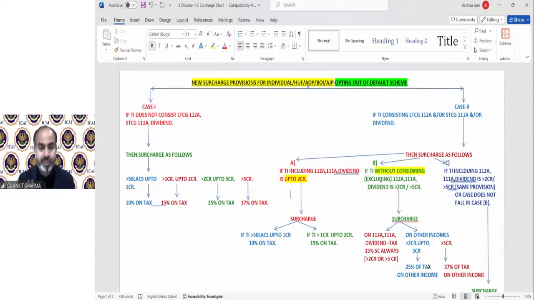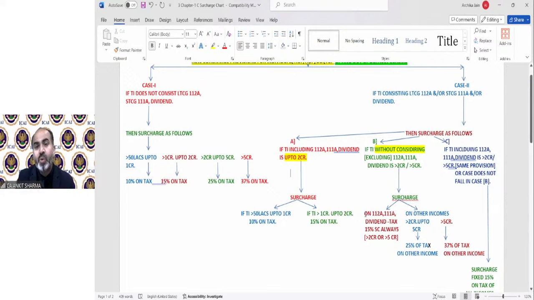It says on 112A, special rate of income tax, the surcharge rate will always be 15%. So if your other income is 6 crore rupees and your 112A, 111A, dividend income is like 3 crore rupees, then surcharge on this 3 crore rupees will be 15%. And on that 6 crore rupees, surcharge will be decided as per this provision. On other income, if it is more than 2 crore up to 5 crore, then 25% of tax will be your surcharge. And if other income is more than 5 crore rupees, then that is 37% of tax.